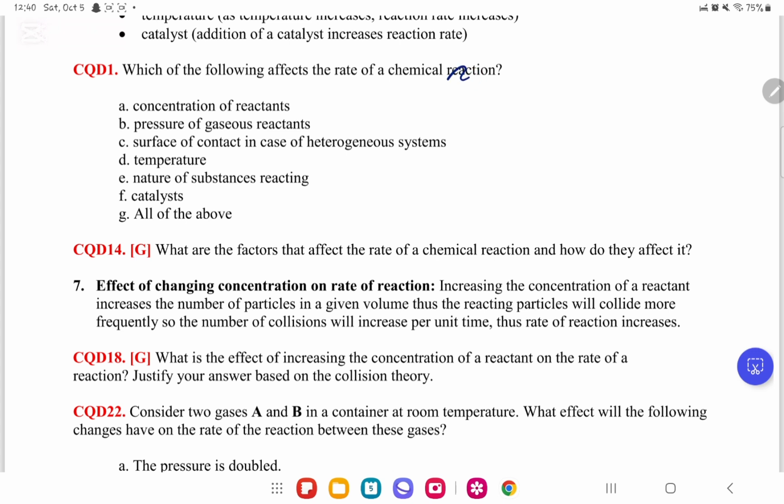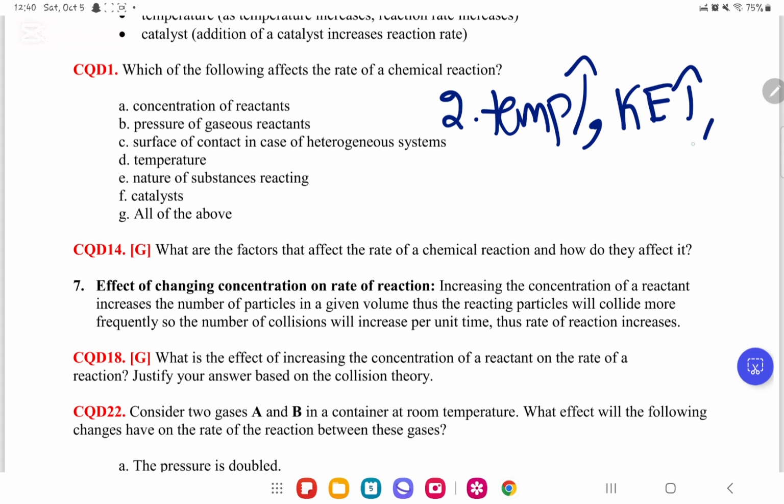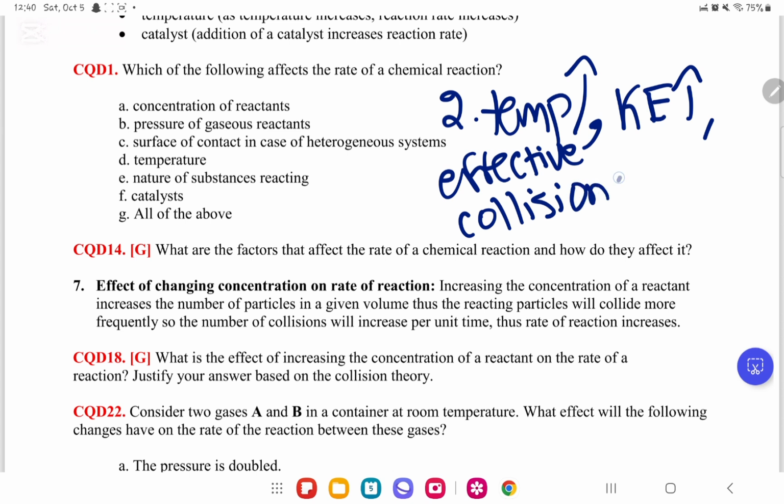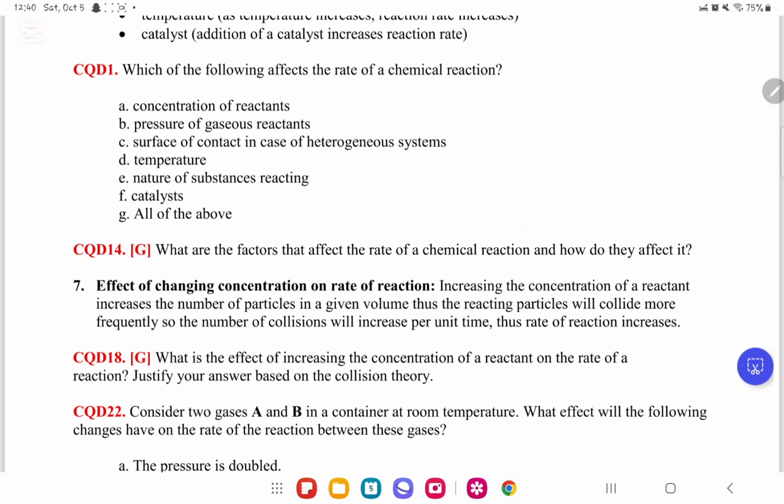The second thing is the temperature. Okay, if we increase the temperature, then the kinetic energy of particles will increase, thus causing the effective collisions to increase, and then the reaction rate will increase. That was number 2, the temperature.